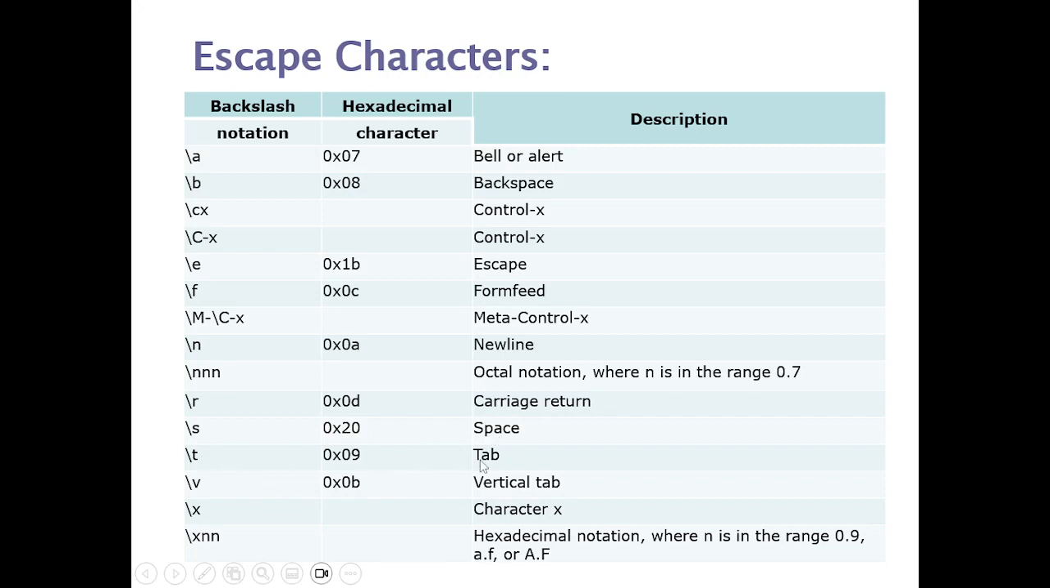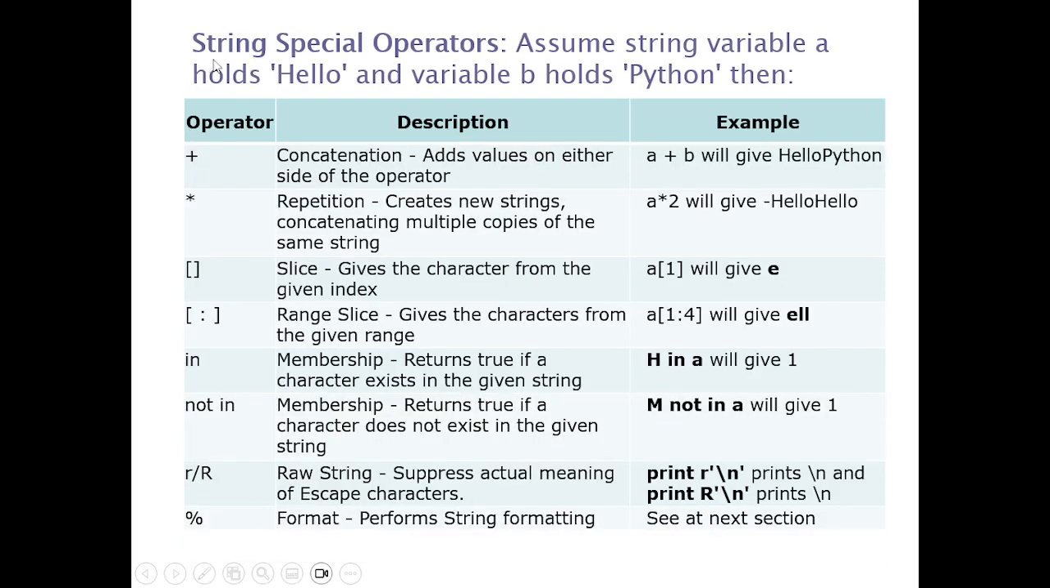Backslash t for tab, especially in table type data. We have backslash v for vertical tab. We have backslash x followed by a character, and backslash xnn for hexadecimal. So these are the list of escape characters. Next we have string special operators. Assume string variable a holds hello and variable b holds Python. Then we have the operators.